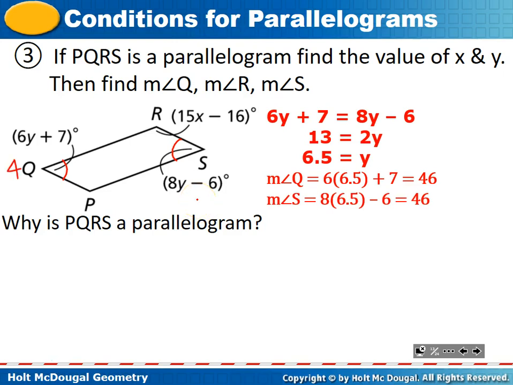So I got 46 both places here, 46 degrees there and 46 degrees there. Now we've got to find R. To find R, we're going to subtract 46 from 180. That's going to give us 134.